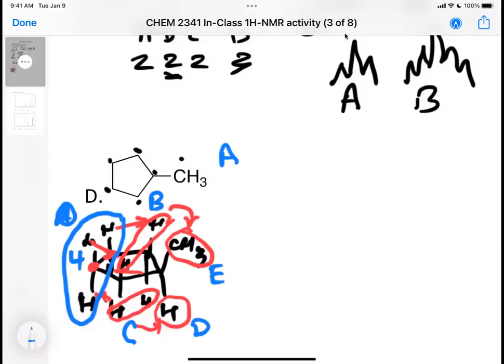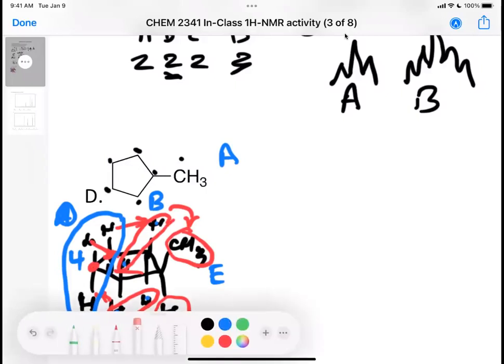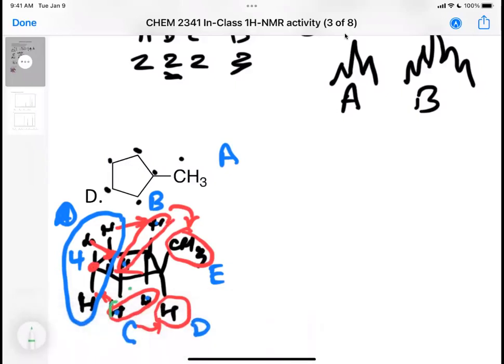how many hydrogens are adjacent to those four hydrogens? We have 1, 2, 3, 4. Let me circle them in green here. All four of these hydrogens right here are adjacent to A. So that gives us a 4. 4 plus 1 is 5. So A is going to have 1, 2, 3, 4, 5 peaks.